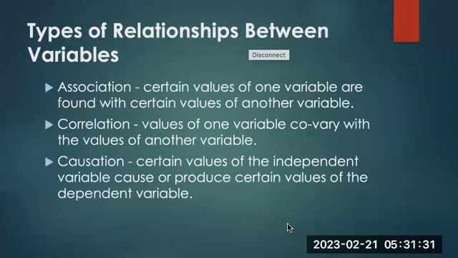And there are different types of relationships between variables. One of them is association, where certain values of one variable are found with certain values of another variable. Correlation, where values of one variable covary with the values of another variable. Or causation, where certain values of the independent variable cause or produce certain values of the dependent variable.